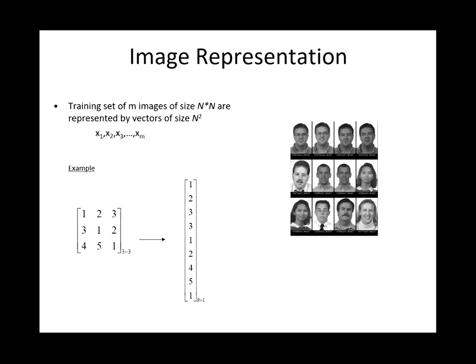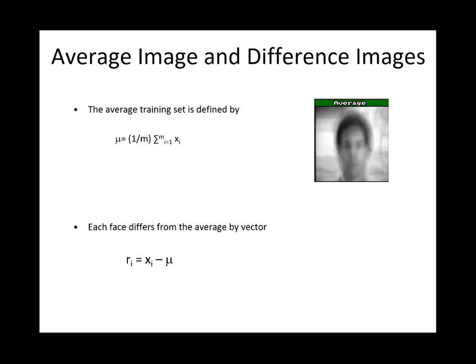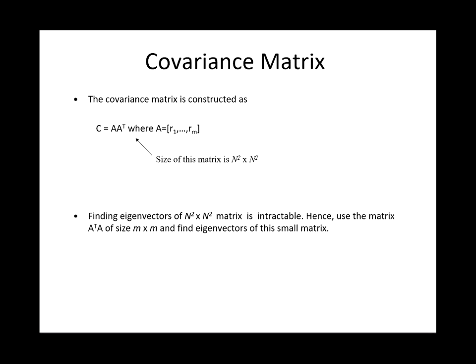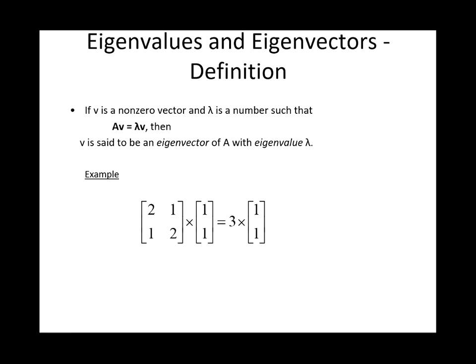So I give a very concrete example: 3x3 images. First, flatten them into a 9x1 column vector. Get the mean. Subtract the mean. You get this. Once you get that, you get this matrix. So what's the size? It's n squared by n squared. Now n is 3, so this matrix is n squared by n squared. Typically n squared by n squared is too big for you to compute the eigenvalues and eigenvectors.